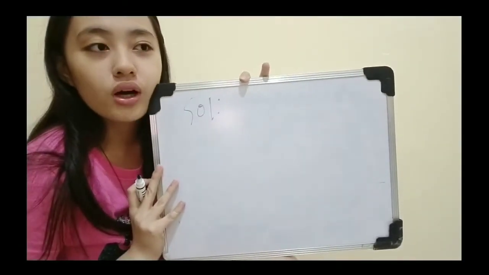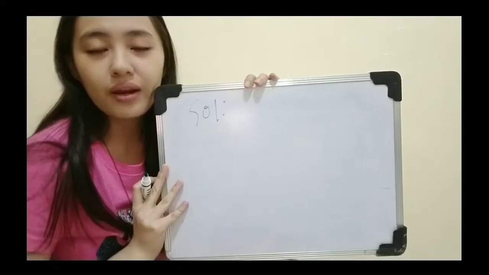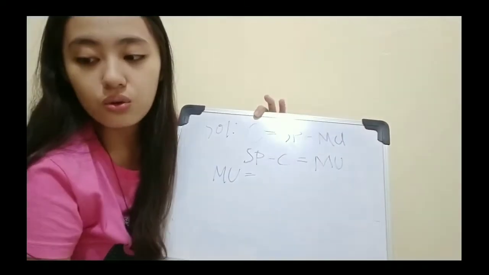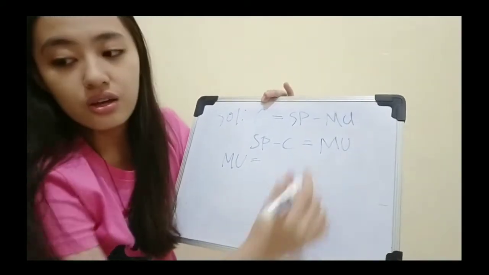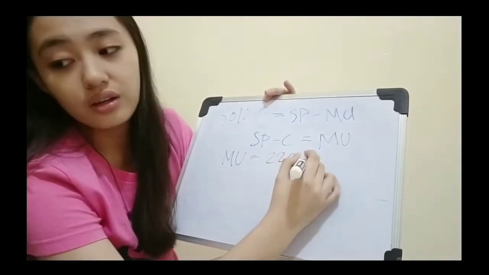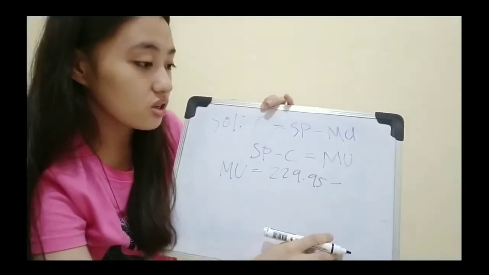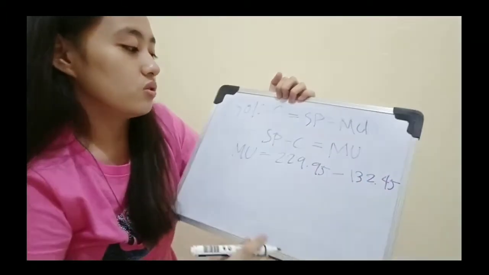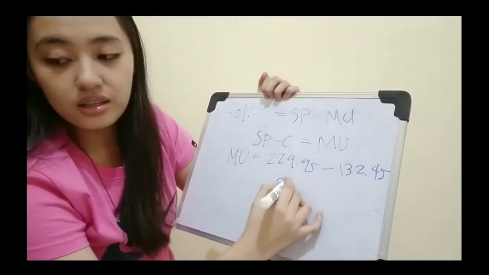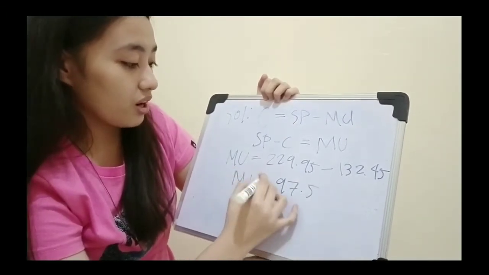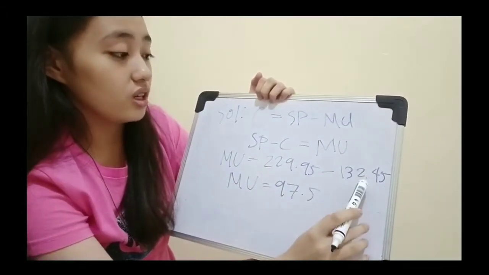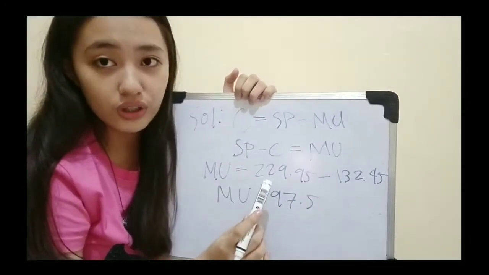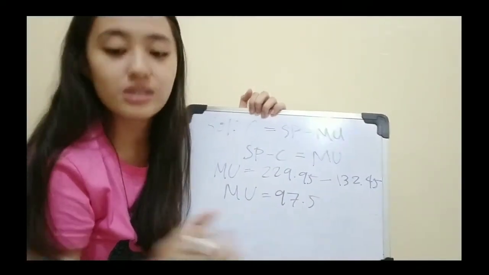So, para mahanap natin yung rate of markup, syempre, hahanapin muna natin ngayon yung markup. So, substitute lang natin syempre yung values. So, yung selling price ay 229.95 minus yung cost, which is 132.45. So, when subtracted, the answer would be 97.5. Therefore, yung markup ay 97.5. So, from 132.45, nag-add siya ng 97.5 pesos para mabenta yon ng 229.95 pesos.